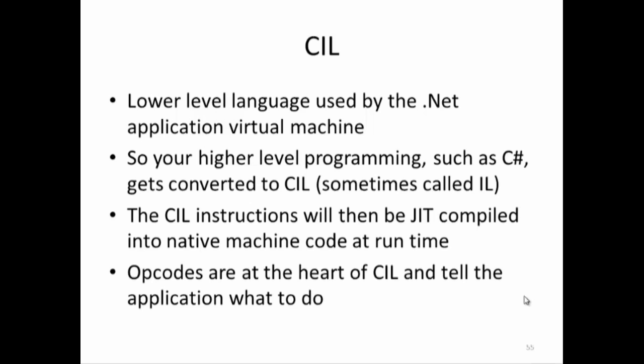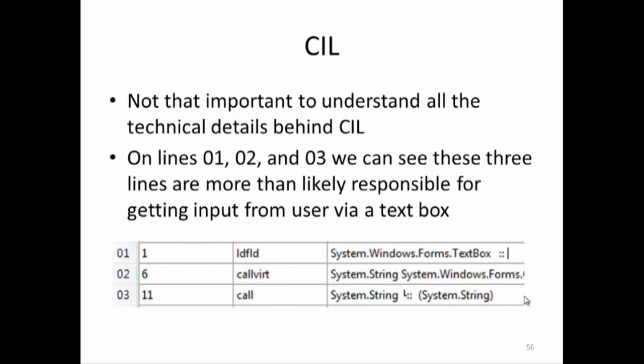You have a higher level programming language such as C#, and that is then going to get converted to CIL. Sometimes it's referred to as just IL. Now these CIL instructions, just like Java, are going to be JIT, just-in-time compiled into native machine code at runtime. And they have opcodes, which I'm going to talk about. They're at the heart of the CIL and tell the application what to do.